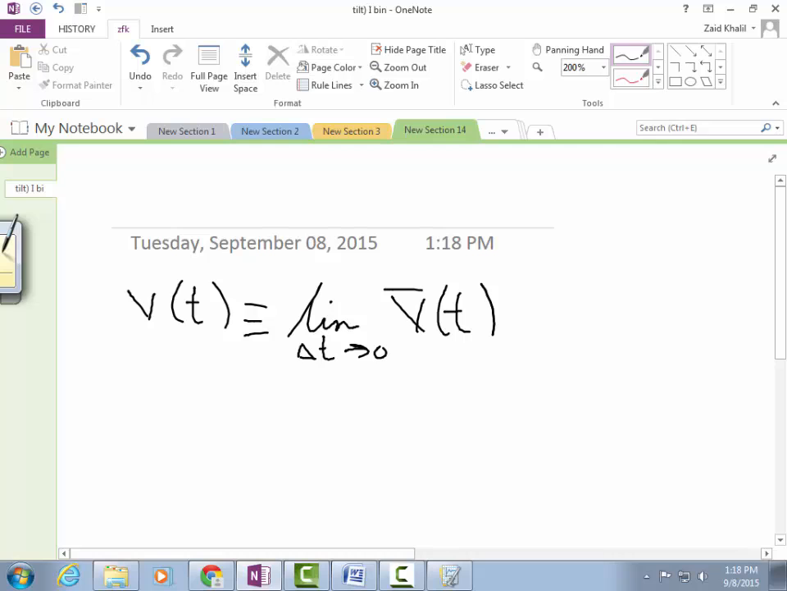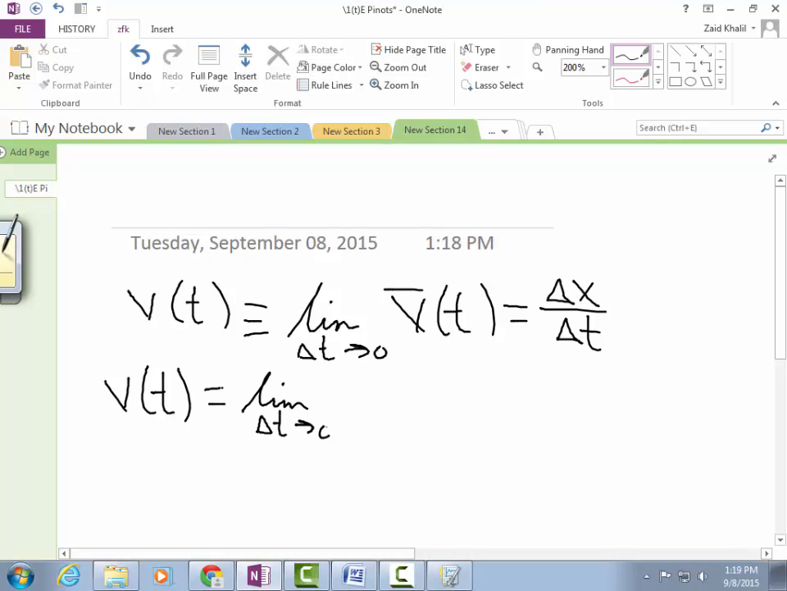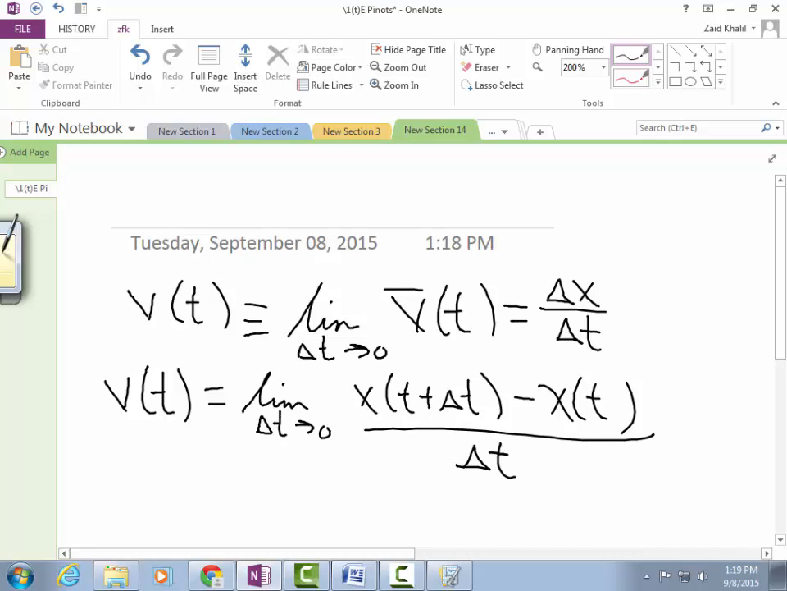Now remember, what's v bar of t? The average velocity, meaning it's the change in x over the change in time. So in other words, this is the limit of x of t plus delta t minus x of t, over delta t. And you guys in calc right now should be able to recognize that. Anybody know what that's called? That's called the derivative.